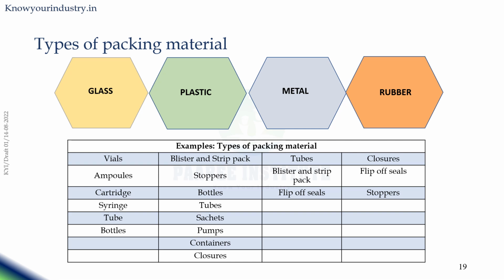So all these components are made with rubbers, and metal is used to make tubes, strip packs, and flip-off seals. Of course, the plastics are the sachets, bottles, pumps, and container closures. And glass is used to manufacture ampoules, vials, syringes, and so on.